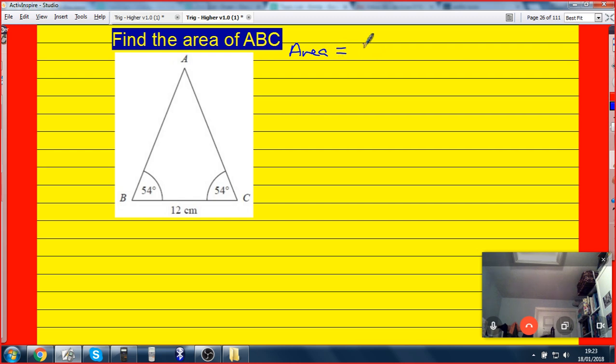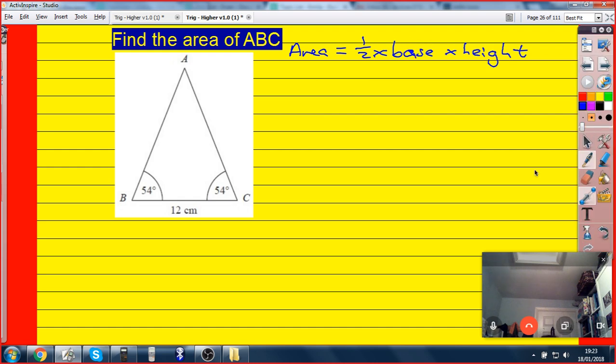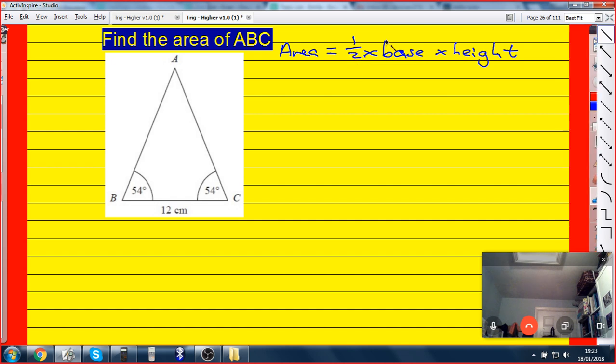What is the formula for area of a triangle? It's the base times the height divided by 2. Yeah. What's kind of confusing about that is H can stand for height and H can stand for hypotenuse, so I was just making sure. Okay, so a half times what is the base? 12. And so we need the height. So how can we get that?